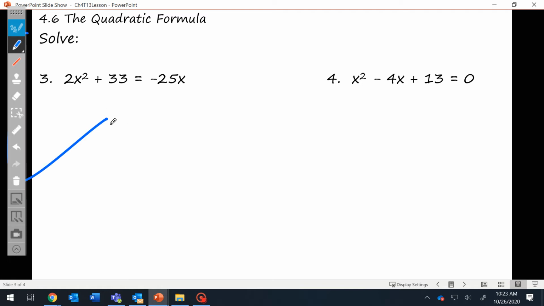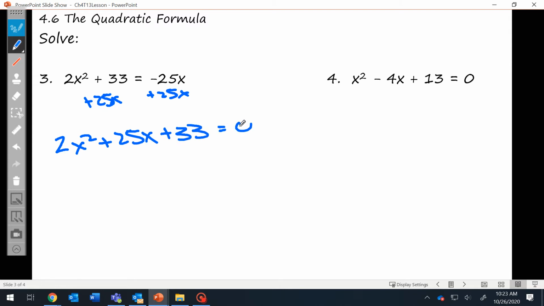All right, let's look at some others. So number 3, well, we got to get that 25x to this side. So our equation becomes 2x squared plus 25x plus 33 equals 0. So our a is 2, b is 25, c is 33.